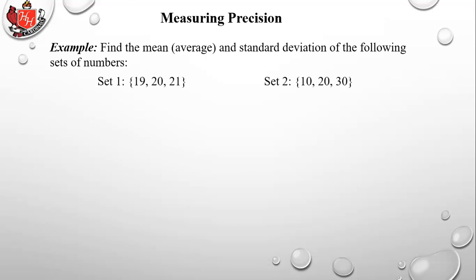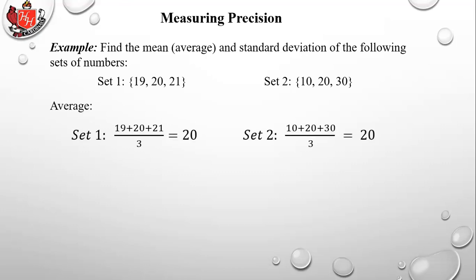So find the mean, that is an average, and standard deviation of the following sets of numbers. Set 1, the numbers are 19, 20, and 21. Set 2, it's 10, 20, and 30. So to take the average of set 1, you add the numbers together, 19 plus 20 plus 21, divide by how many numbers you have, 3, and you get an average of 20.